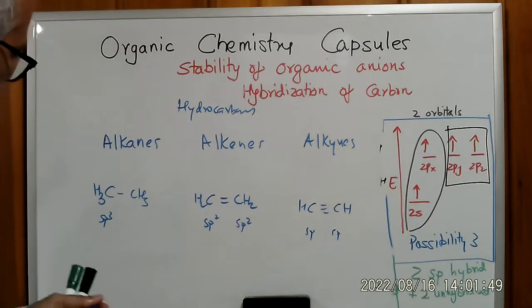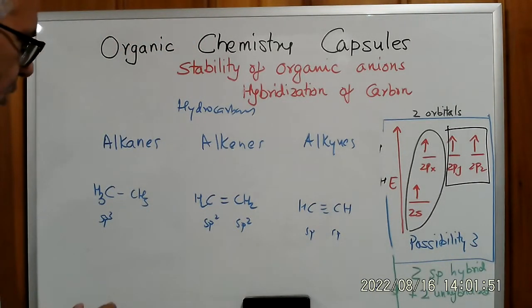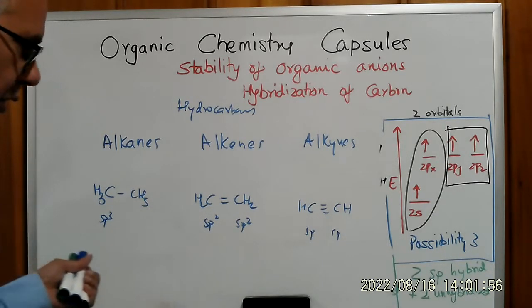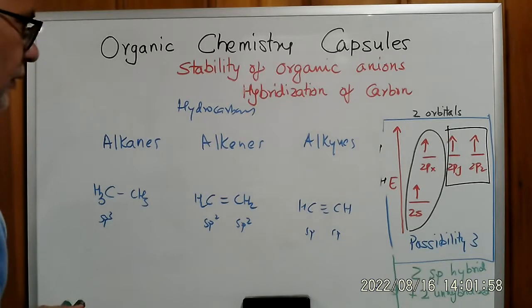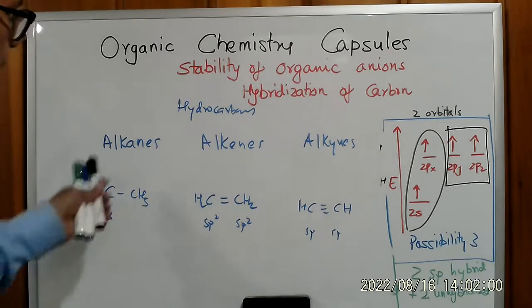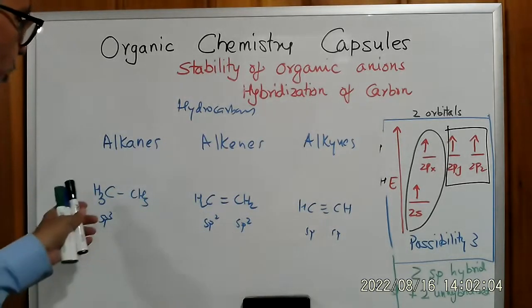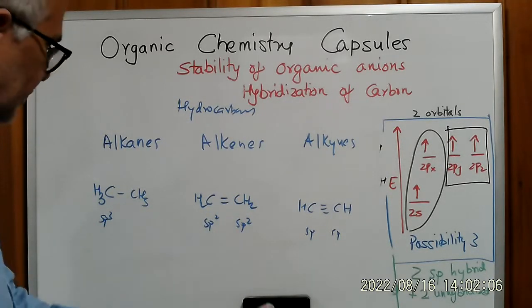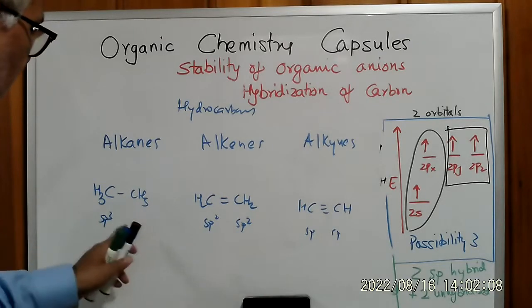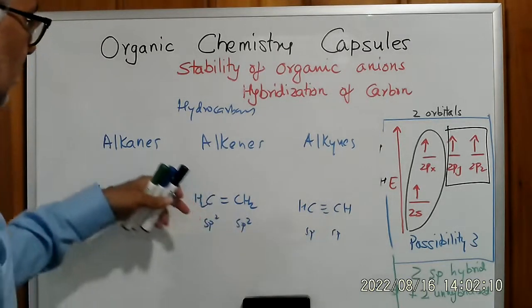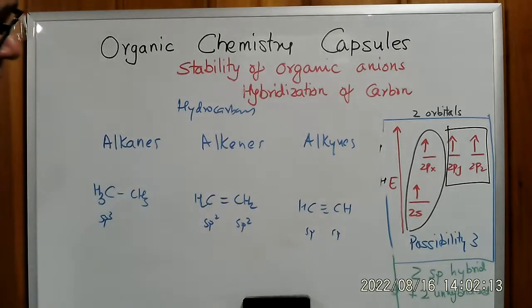So in the next short video, we'll take a look at the bond lengths, bond angles, bond strength, and such things. So we stop now. Here is a summary of the different possibilities: sp3, sp2, sp, and the different types of compounds carbon can form. So we'll see you in the next video.